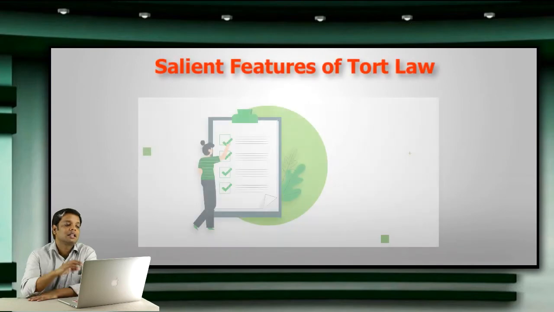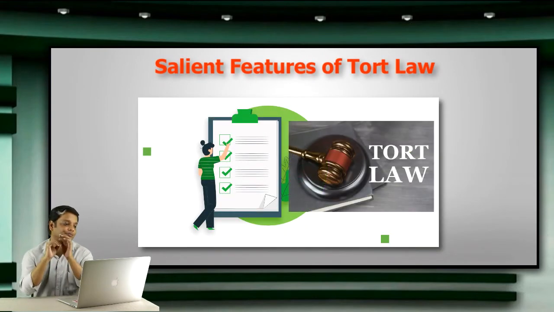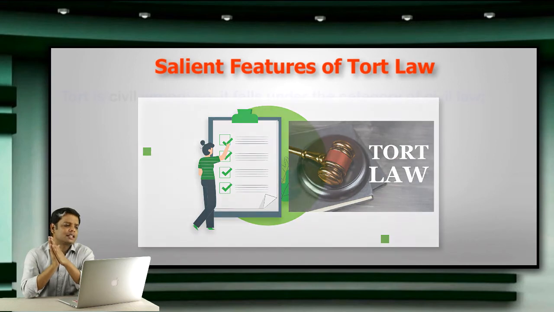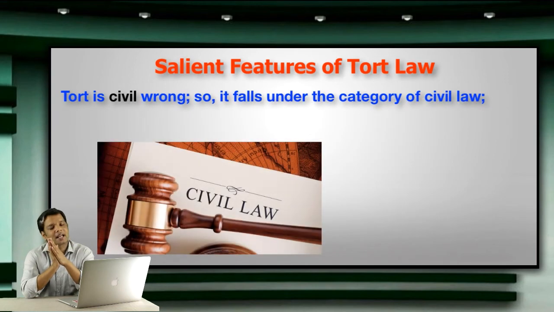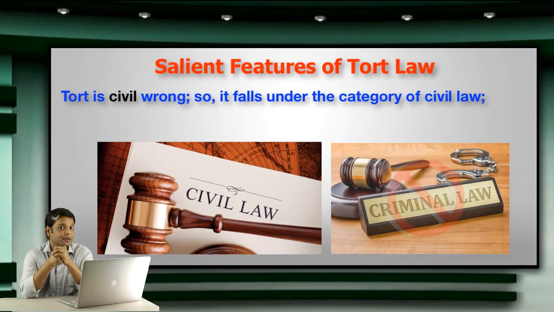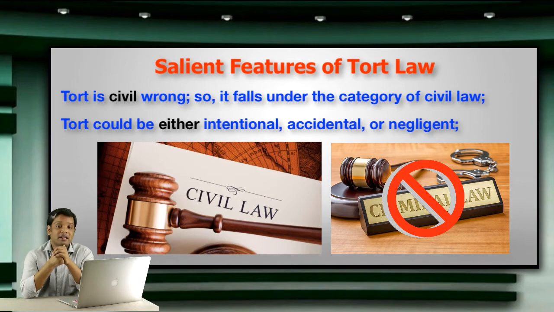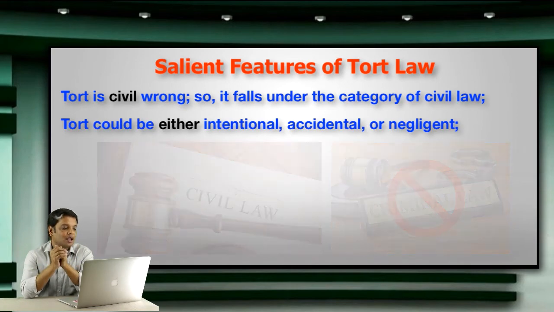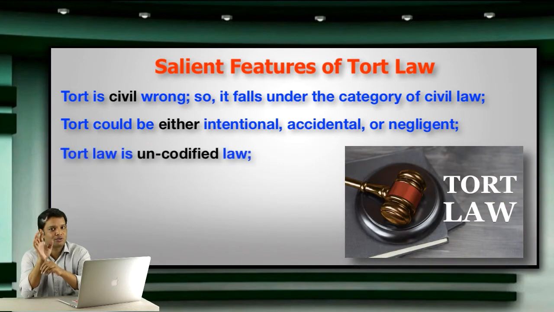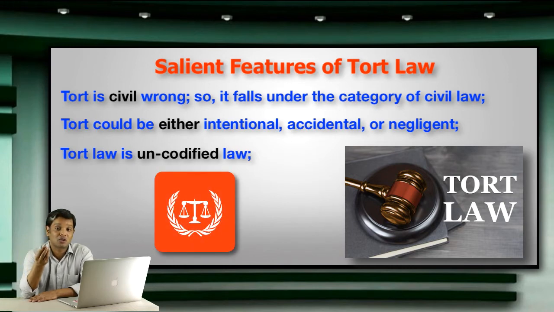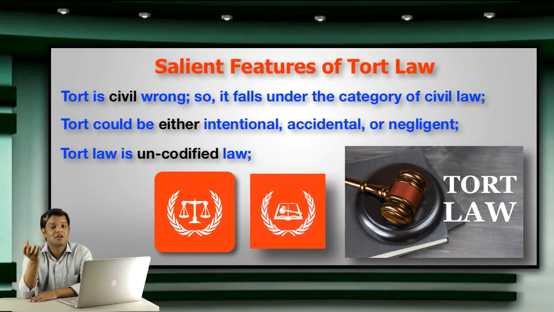Now, let us check out the salient features of tort law. Tort is civil wrong, so it falls under the category of civil law. Obviously, it is not criminal law, keep in mind. Tort could be either intentional, accidental, or negligent. We have discussed that just now. Tort law is uncodified law. Now you should know that, and you have to memorize the fact that tort law, unlike other laws such as the Indian Penal Code and the Civil Procedure Code, is not codified, it is uncodified law.